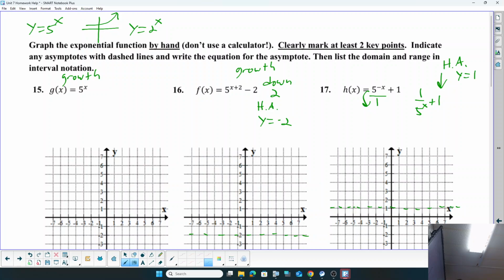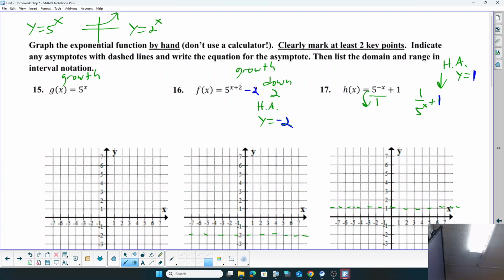Let's match the color to remind you how that works. So that's your horizontal asymptote. But those are going to be fractions, smaller and smaller and smaller.